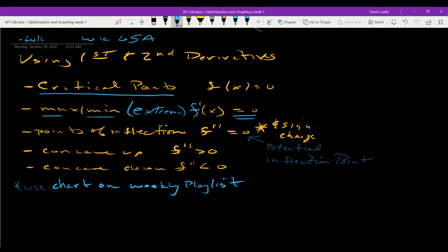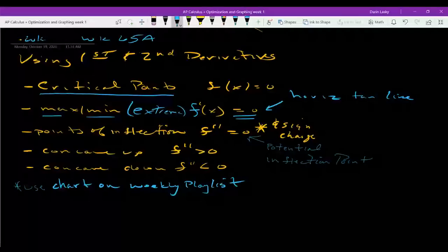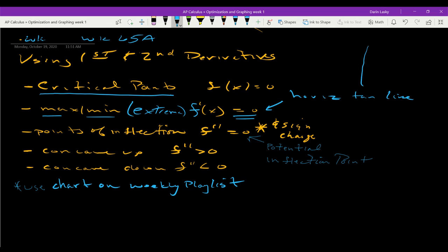So remember that the reason we do this is because that is a horizontal tangent line. And so what we're trying to do is, let's just say we have this crazy graph that goes like this, right? We're finding out where everything is flat and it turns. So when we set f prime of x equal to 0, we're finding all these spots that it turns, okay?